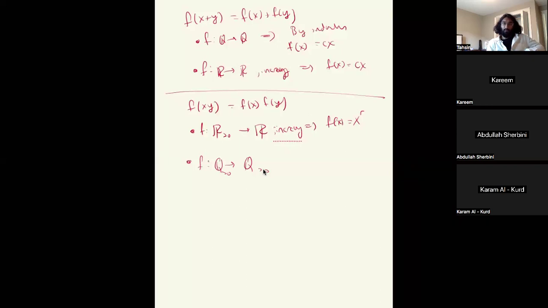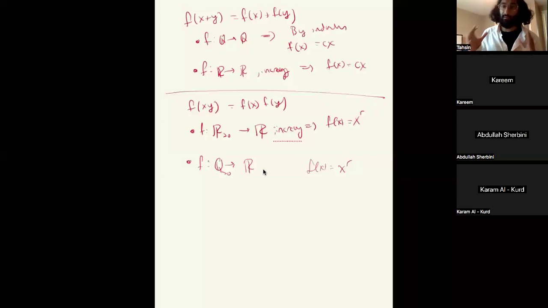f of x is cx. Well, that won't work here, right? For this one, x to the power of r. Yeah, that will work. I guess r has to be an integer in this case, because it's from rationals to rationals. Although we can even do to reals, it's okay. We can do to R here, and then we can say x to the r. But there will actually be more solutions in this case, if the domain is just positive rationals.